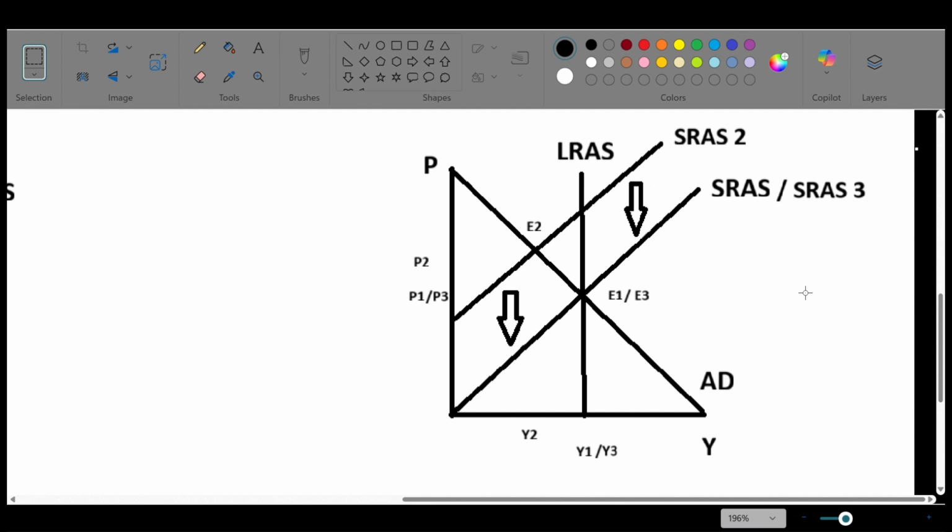Meanwhile, because output is below potential, there's slack in the economy, which is unused labor or capital. That slack tends to reduce cost pressures, helping SRAS shift back. Eventually, the SRAS curve returns to its original position, bringing the equilibrium back to where it was at equilibrium 1.